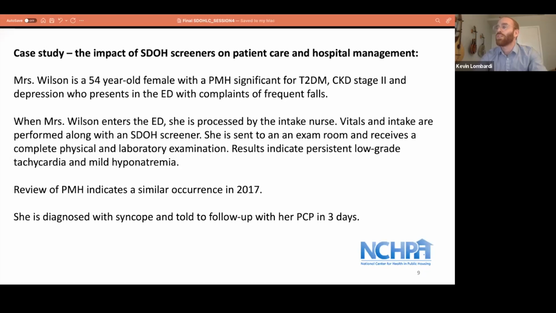Results indicate persistent low-grade tachycardia and mild hyponatremia. Review of past medical history indicates a similar occurrence happened in 2017. Mrs. Wilson is diagnosed with syncope and told to follow up with her PCP in 3 days. No changes to her medication or other actions are taken. Next, please.